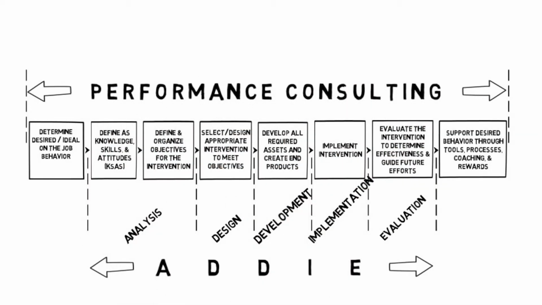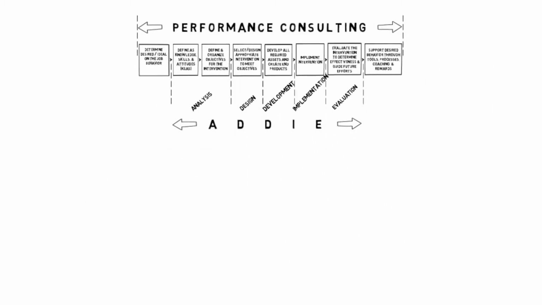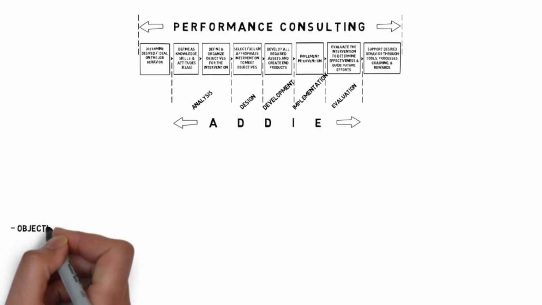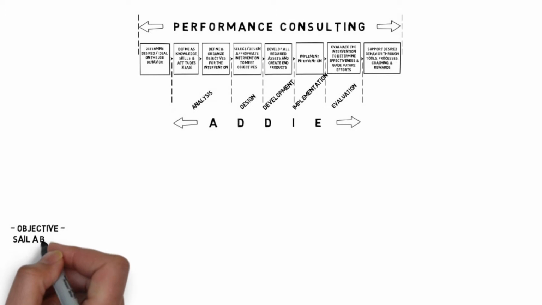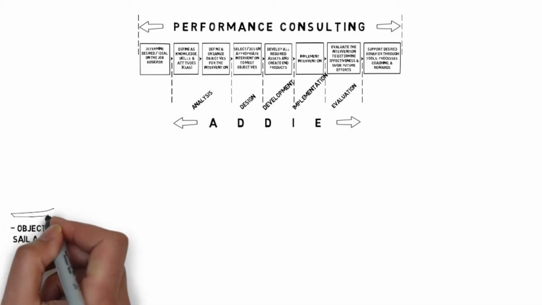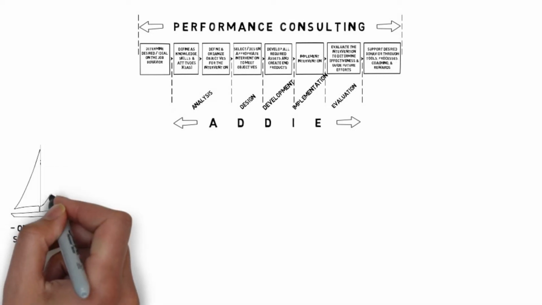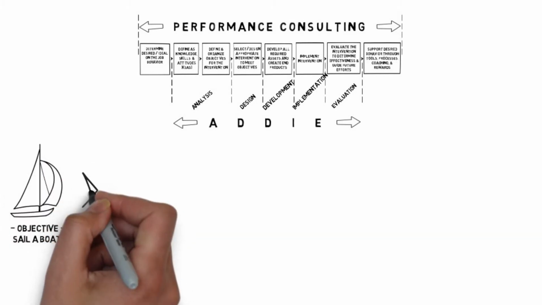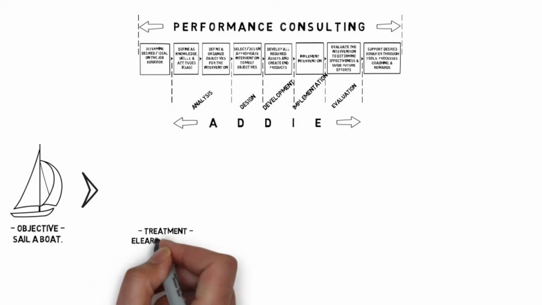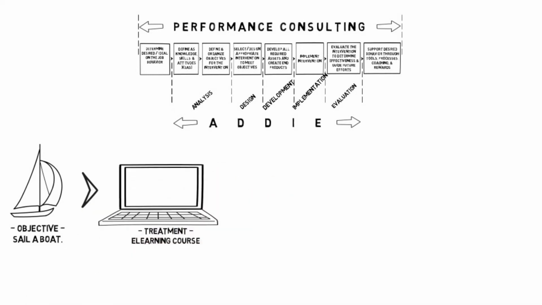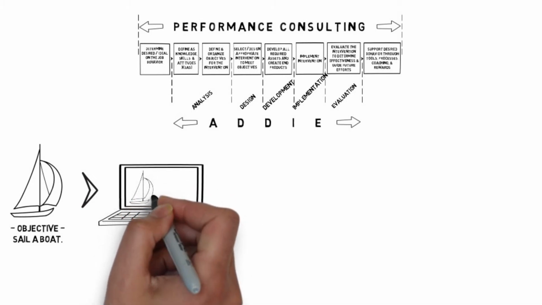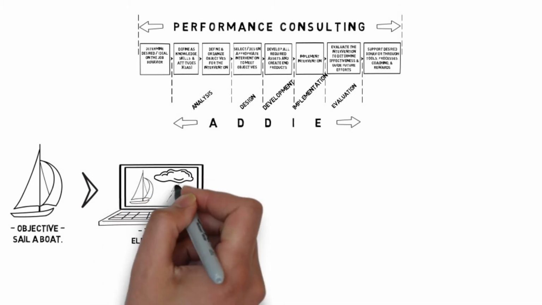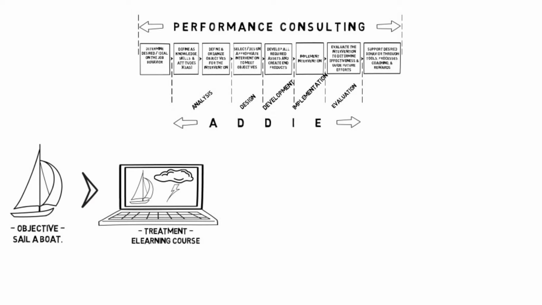Let's take a closer look at alignment within the ADDIE sub-process. Based on my analysis, I have come up with the terminal learning objective, sail a boat. When the learner finishes my intervention, they will be able to sail a boat. Let's go into the design phase and create a treatment. Let's assume we have decided to go with a web-based training or e-learning solution alone to teach sailing the boat. Selecting an e-learning course alone seems to be out of alignment with the actual KSAs of sailing a boat.